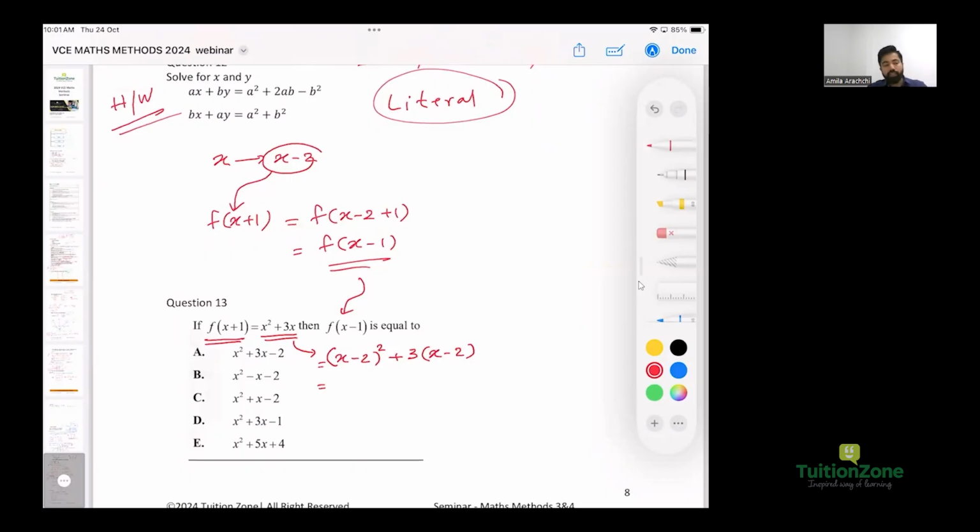Let's expand fully and simplify. Answer is? Probably take less than 1 minute to get the answer for this one. You can't take more than that. You don't get the answer as B, fully expanded. I'm not going to explain the expansion. So answer is B. So I believe you can get the answer.